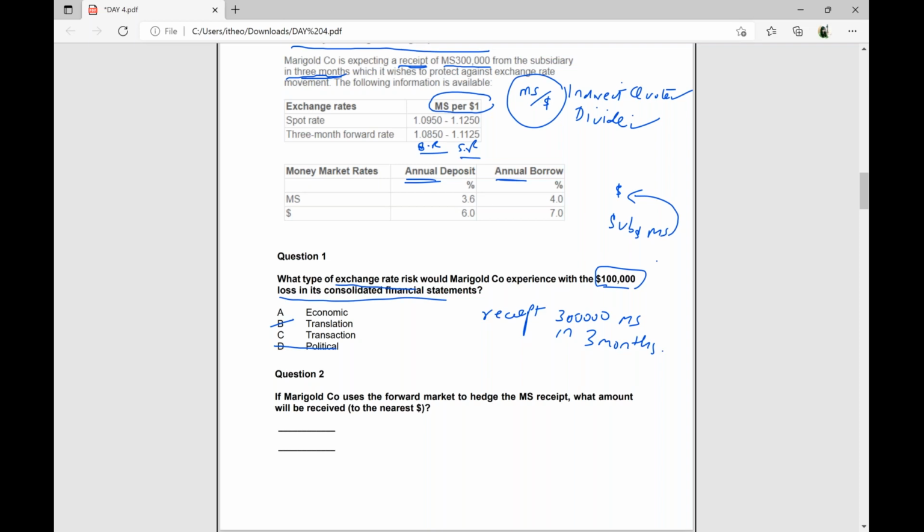And for example, if it was a payment of 300,000, when does payment come? When you buy something. It's on buying. It's transaction risk. However, if it says we are facing risk on receipt as well as payment, then it's economic risk. But this 100,000 was lost just because of financial statements conversion. It is supposed to be a translation risk.